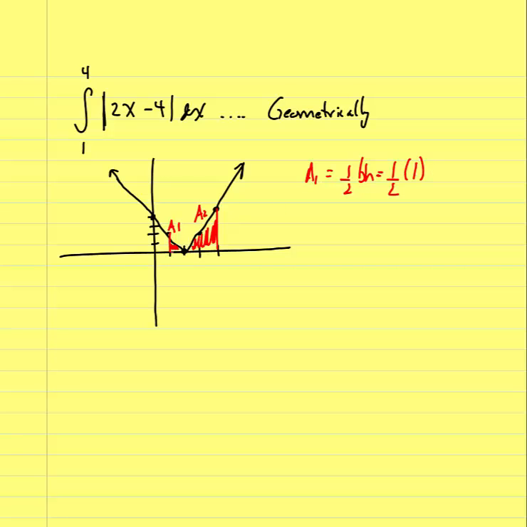The base of this left-hand triangle, A1, is 1 unit. And then to figure out the height, again, I'd plug a 1 in. 2 times 1 is 2. 2 minus 4 is -2. But the absolute value of -2 is 2. So I get half of 2, or I get 1 unit here.